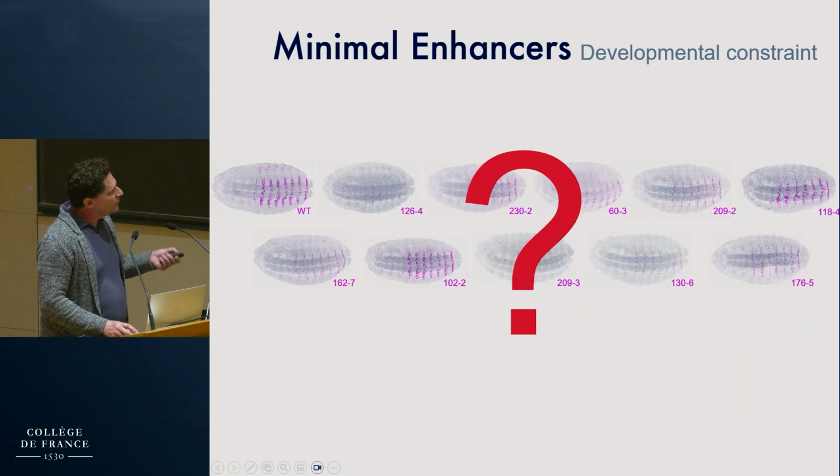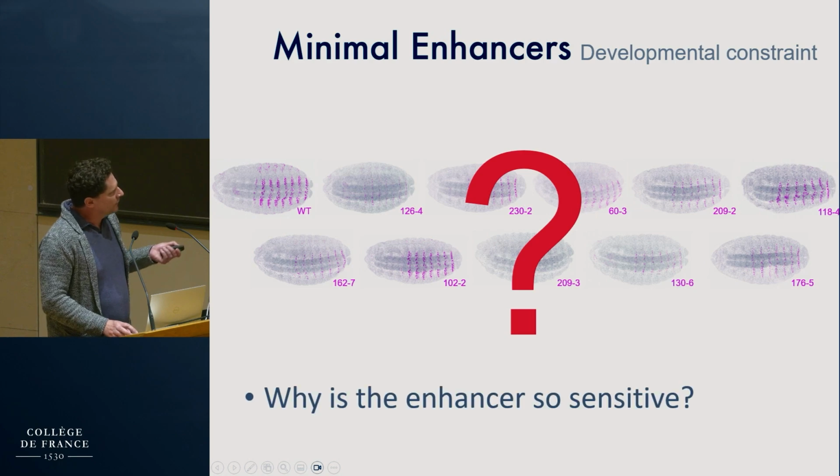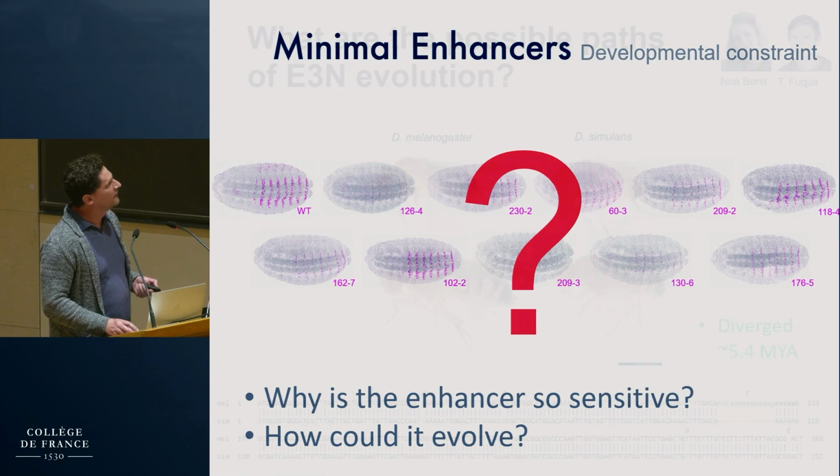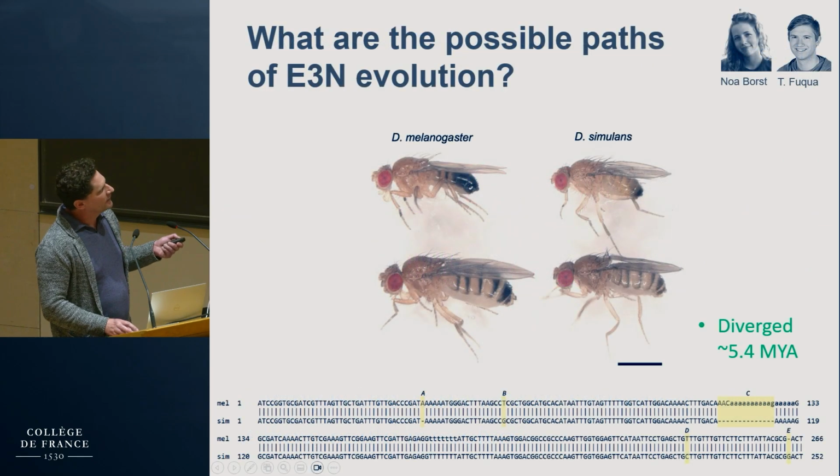So to conclude a lot of this, really going back to this observation, we were very curious at this point how any of these are going to evolve, period, in this case, right? So this is not very simple for us. Is, why is this enhancer so sensitive? And then really, how could it evolve at all? So at this point, I want to point out that Noah took over this project from Tim, one of the first graduate students in the group.